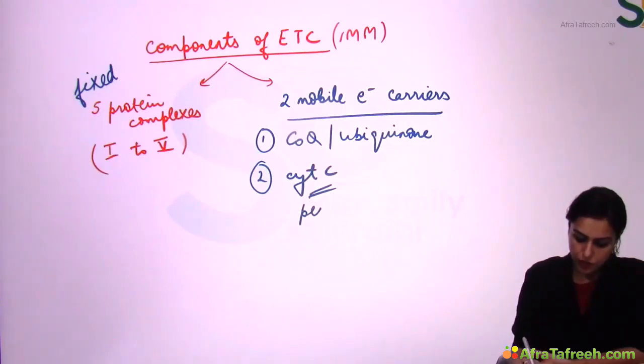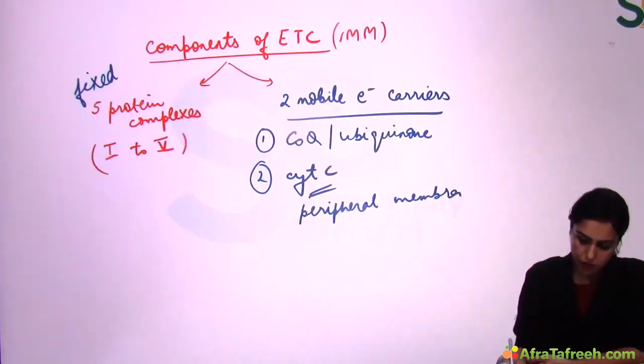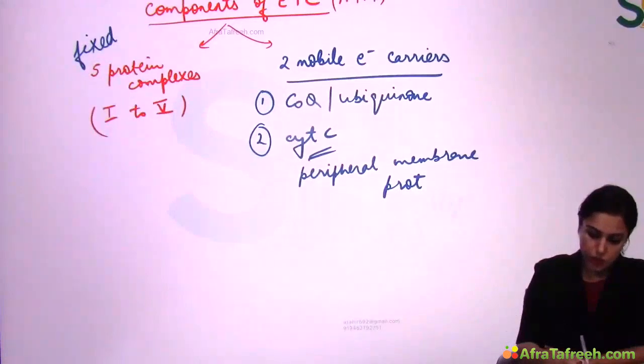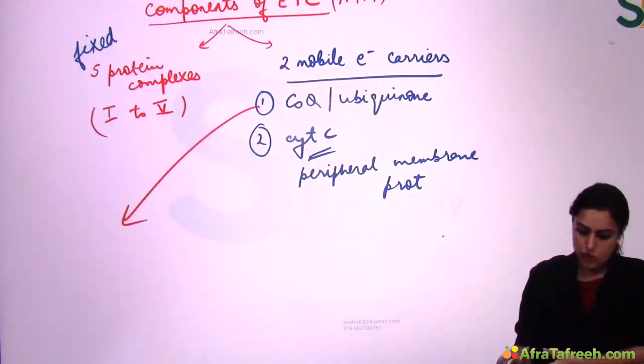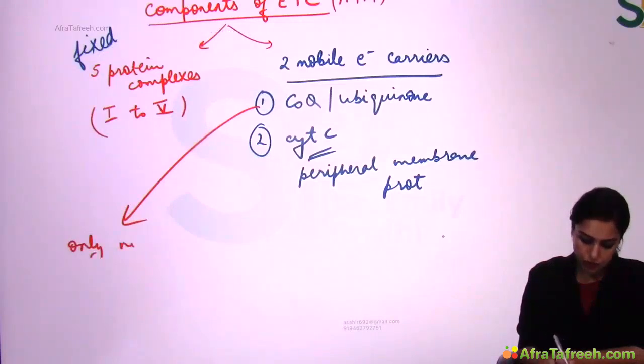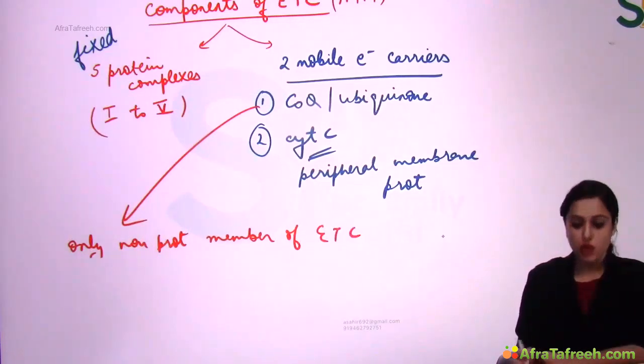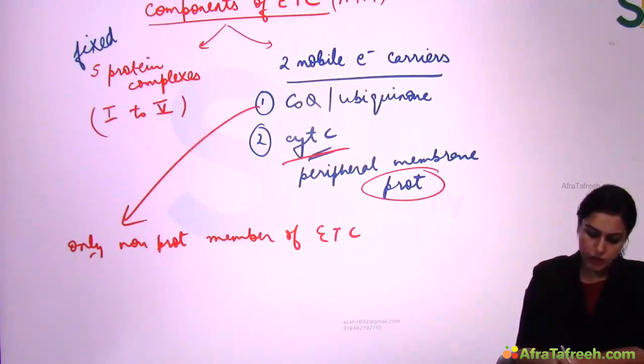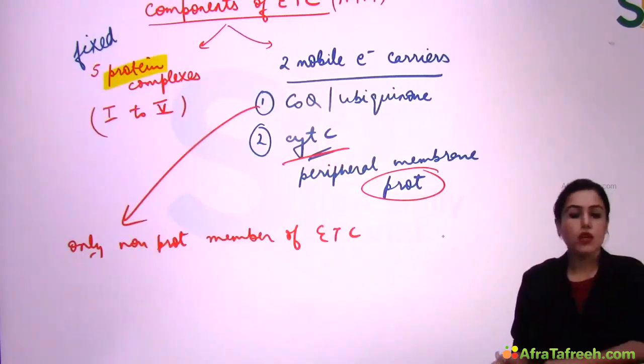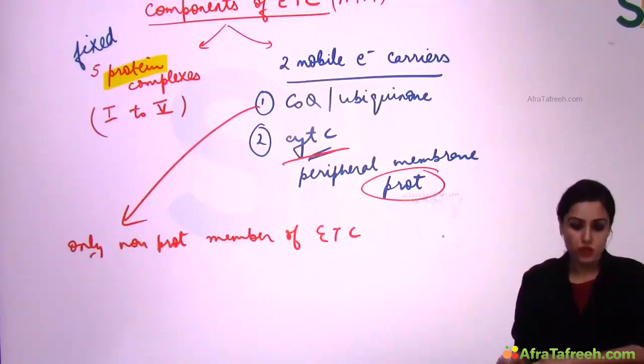Let me tell you, cytochrome C is a peripheral membrane protein. Now, coenzyme Q is the only non-protein member of ETC, because cytochrome C is also a protein, and these 5 complexes are also proteins. So coenzyme Q is the only non-protein member of ETC.